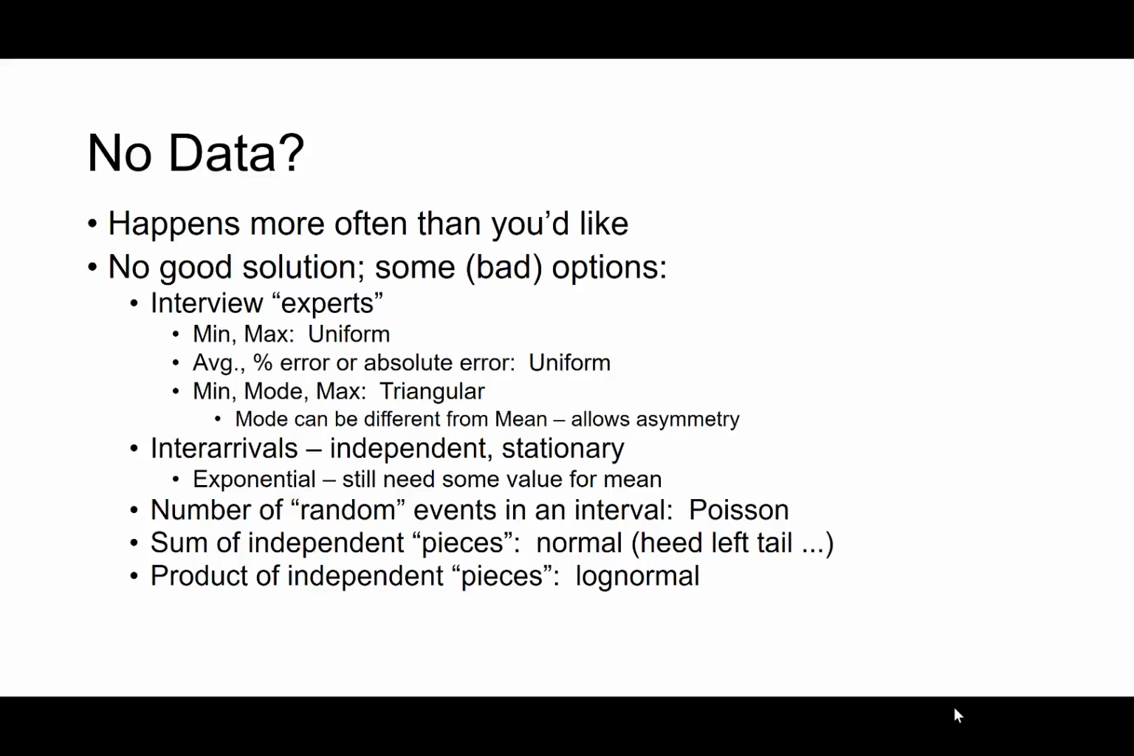You can use the Poisson distribution, for example, so you can go and spot check if it occurs here and occurs here and occurs here. That's where the Poisson would come into play. You could use a sum of independent pieces. You could use a product of independent pieces, again leveraging different distributions.